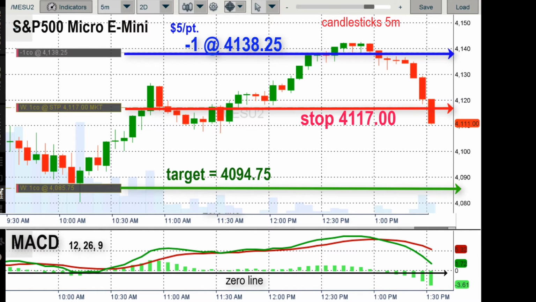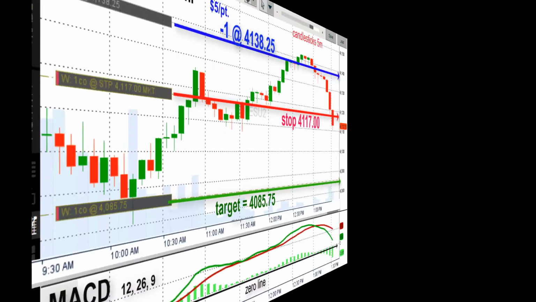You'll get confidence quicker, and you can learn faster if you have everything you need right on one screen.